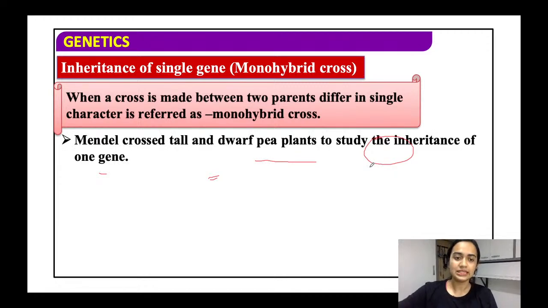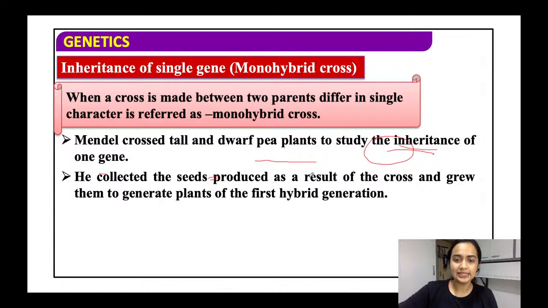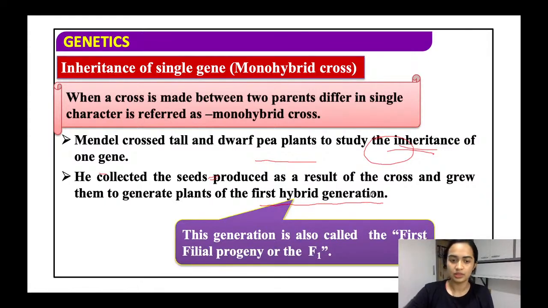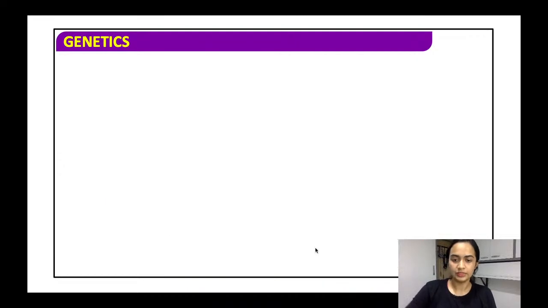Fine. Yes. So Mendel crossed tall and dwarf pea plants to study the inheritance of one gene, and he collected the seeds produced as a result of the cross and grew them to generate plants of the first hybrid generation. So basically, the first result we get after the cross is called the first hybrid generation. So this is also called the first filial generation. Filial means first, and we also write it as the F1 generation. Fine.